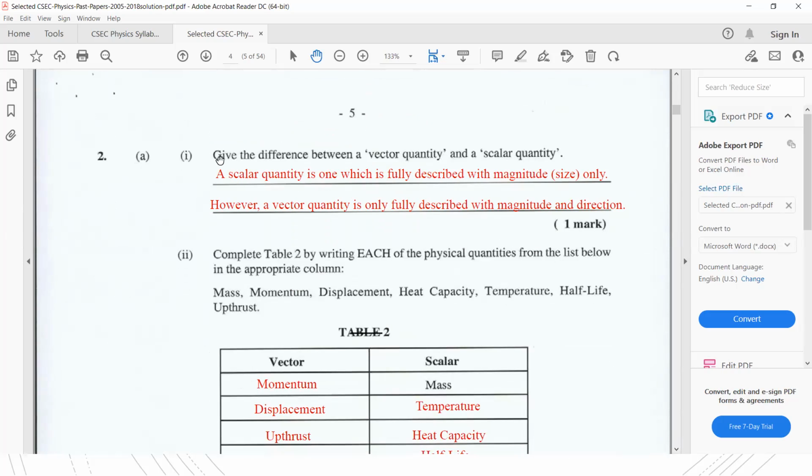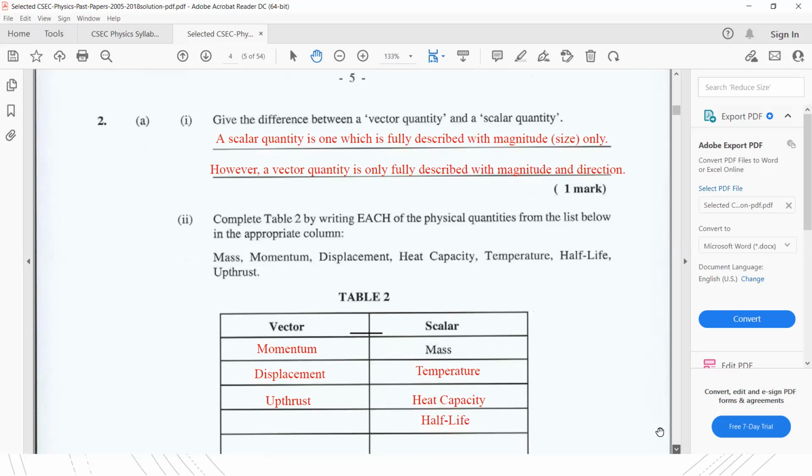Okay, this question is about vectors. It says, give the difference between a vector quantity and a scalar quantity. Now, a scalar quantity is one that has only magnitude, while a vector quantity has both magnitude and direction. Right? So very simple answer there.